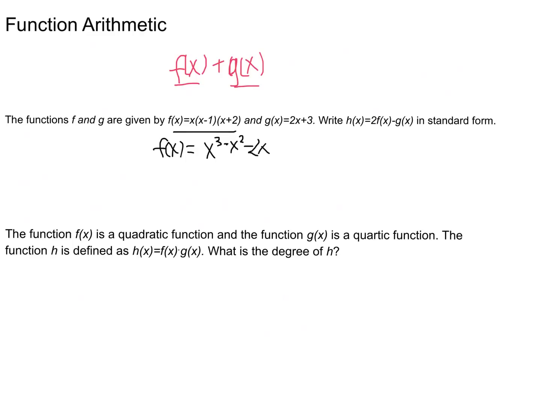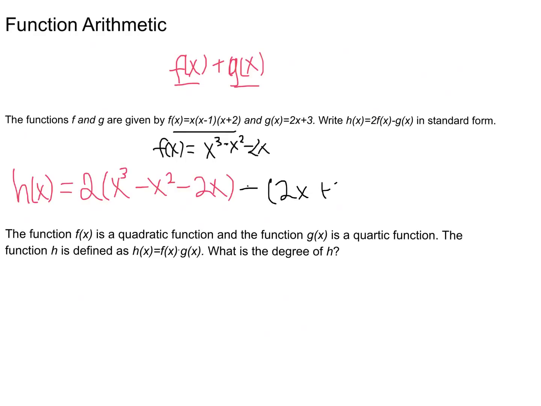All right, so there we have f of x. We've just multiplied it out. And now we can actually evaluate what h of x is. So h of x is going to be 2 times f of x. Well, what's f of x? It's x cubed minus x squared minus 2x. And then we're going to subtract from that g of x. And what's g of x? Well, it is 2x plus 3.